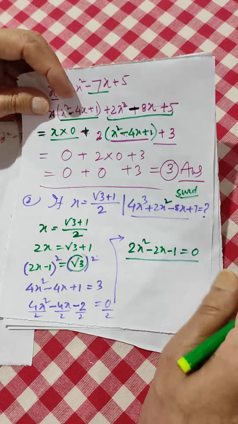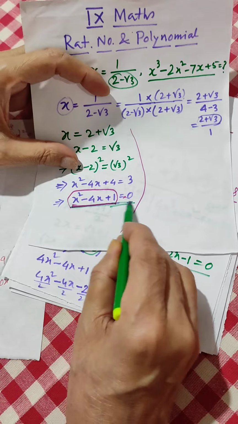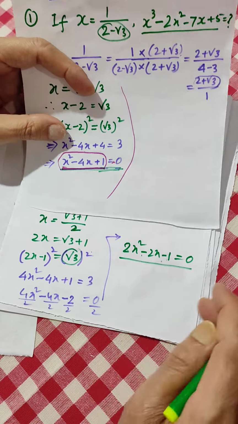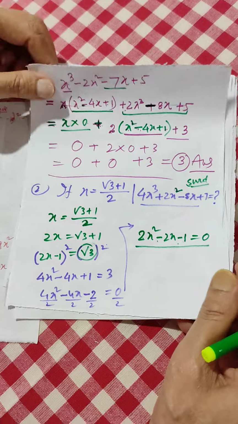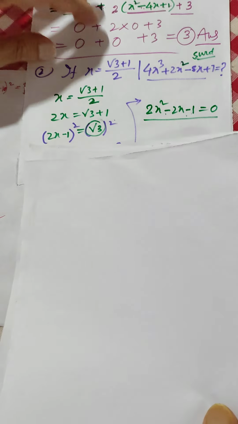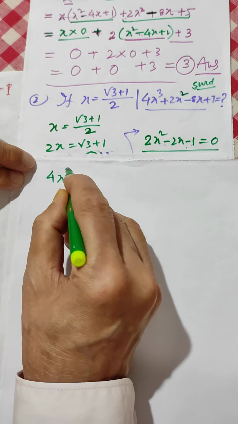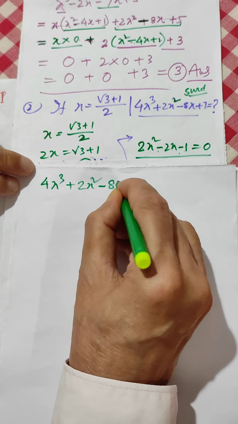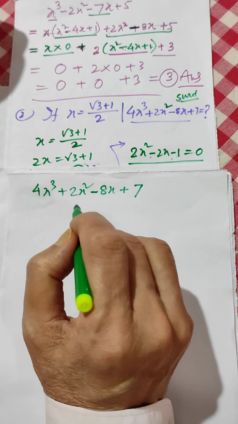So like before, we got an expression equal to 0. In the previous sum we had this equal to 0, you see. So we have to get something which is 0. We got now 2x square minus 2x minus 1 equal to 0. Now we'll try to express the given polynomial in terms of this, whose value is 0. What is the given polynomial? Let us see. 4x cubed plus 2x square minus 8x plus 7. This is the given polynomial.